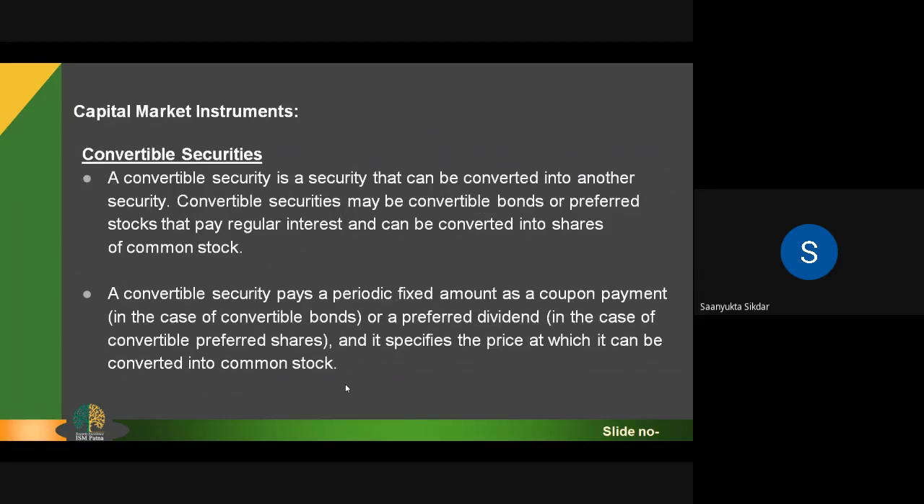Convertible securities. A convertible security is a security that can be converted into another security. Convertible securities may be convertible bonds or preferred stocks that pay regular interest and can be converted into shares of common stock. A convertible security pays a periodic fixed amount as a coupon payment in the case of convertible bonds, or a preferred dividend in the case of convertible preferred shares. And it specifies the price at which it can be converted into common stock.